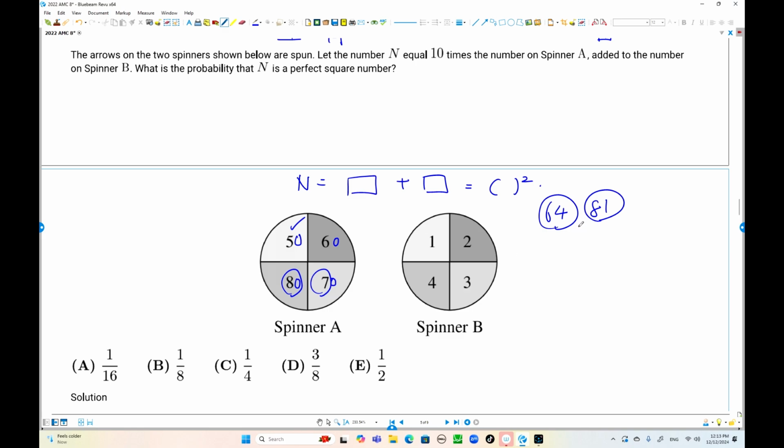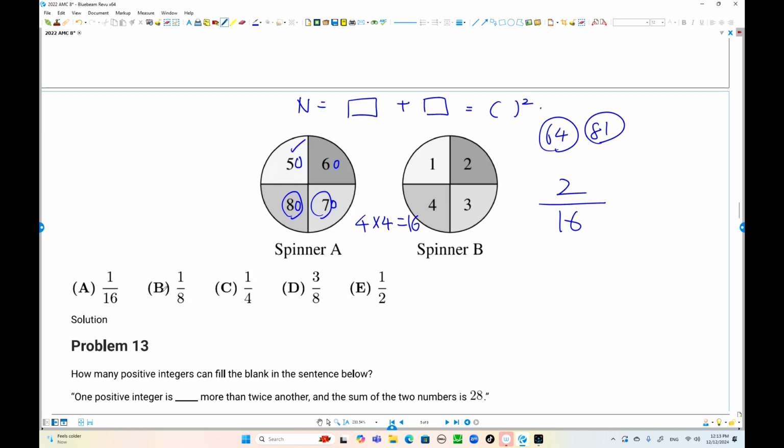Okay. How many all possible final numbers? This is four numbers, another four numbers. There will be 16, right? Out of 16, only two numbers. The result number is a perfect square number. So 1 over 8 is the answer.